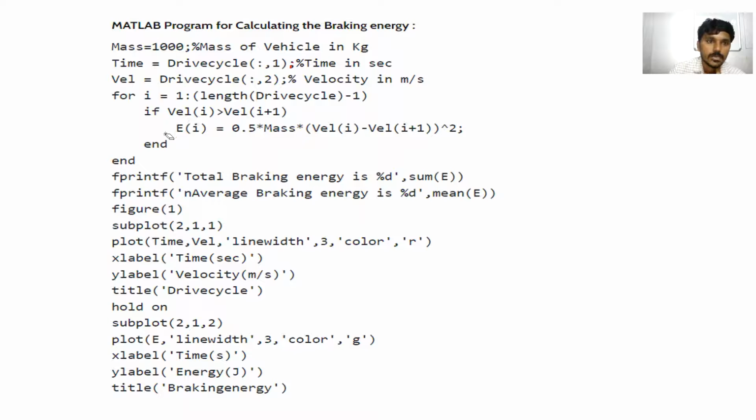To calculate the total braking energy, take the sum of this total energy. Write this program like this, and to calculate the average value of the energy, we are changing to mean. Mean means the average value of the kinetic energy. Okay, so next we are putting the figure 1 plots, subplot.